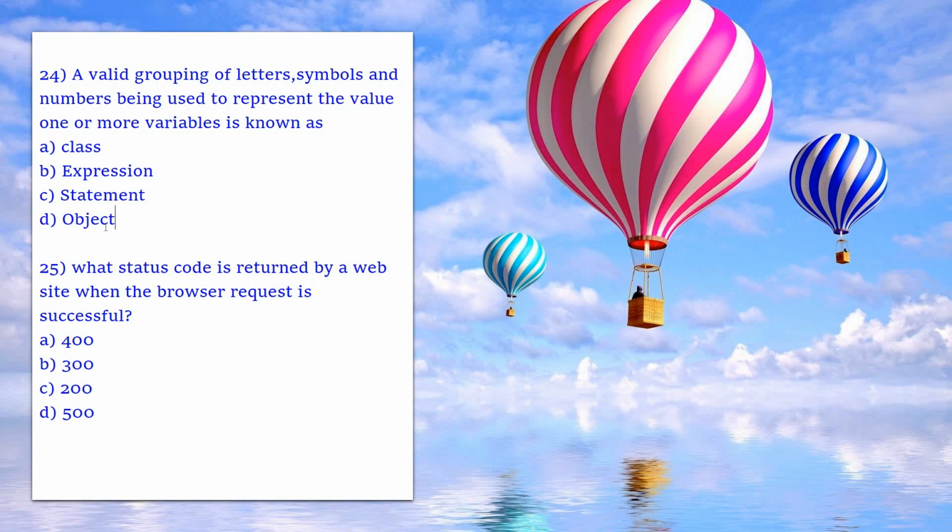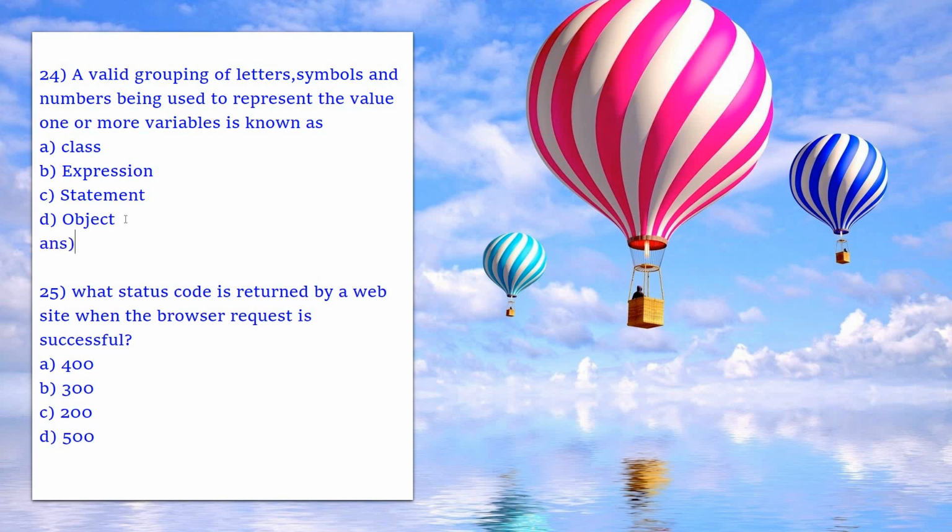So when you eliminate all these three options, you will get the exact answer. Whenever there are options, first try to eliminate the options, then you will get the correct answer. So option C, that is statement. You can say it's a group of letters, symbols or numbers which represents one or more variables. So statement is the correct answer for this question.